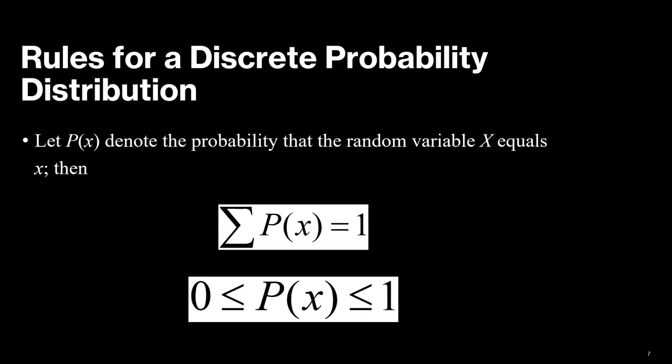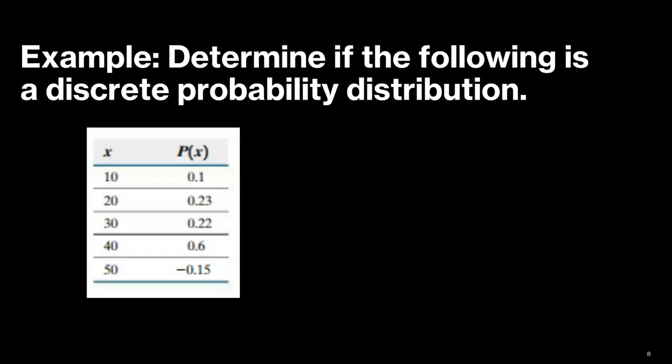So the sum of all of the probabilities in the distribution has to equal 1, and each probability has to be between 0 and 1. So let's look at an example. This is an example of a discrete probability distribution. It has our possibilities over here, 10, 20, 30, 40, 50. Those are the possible values. And here is the probability of each one.